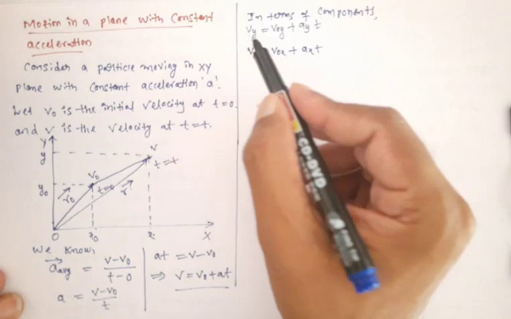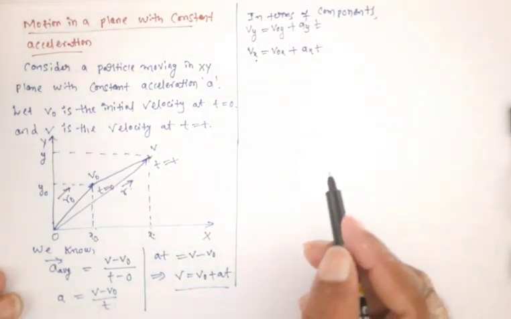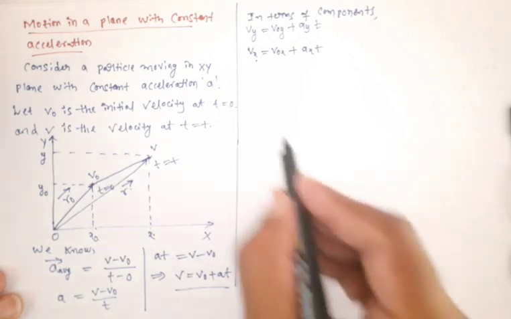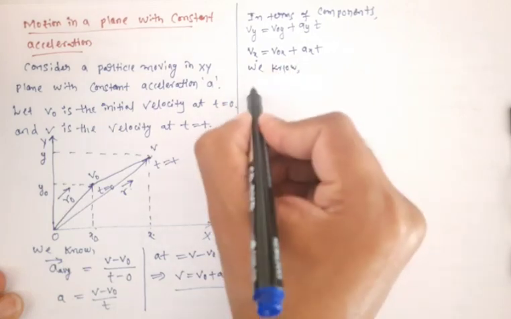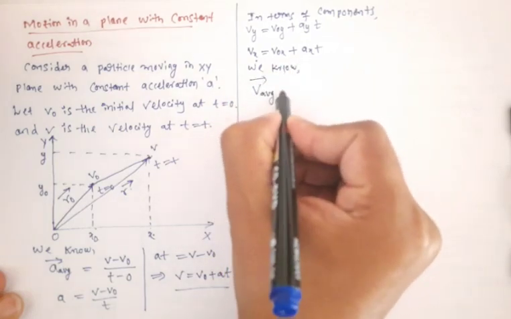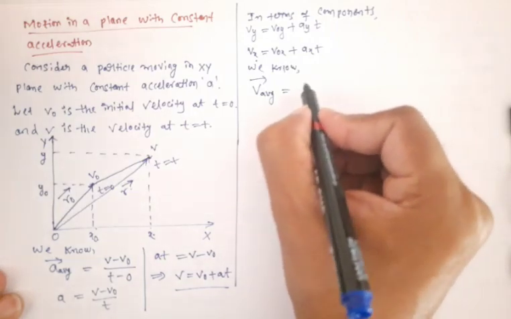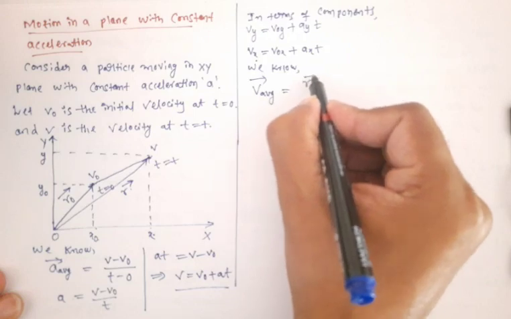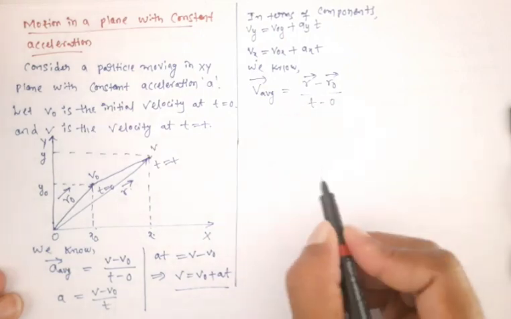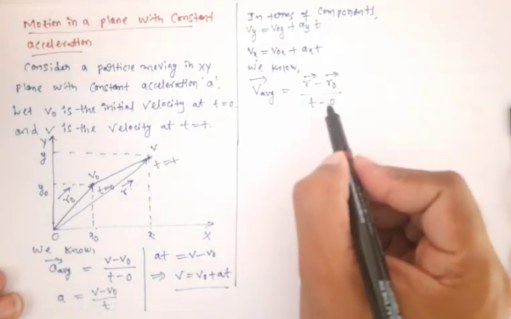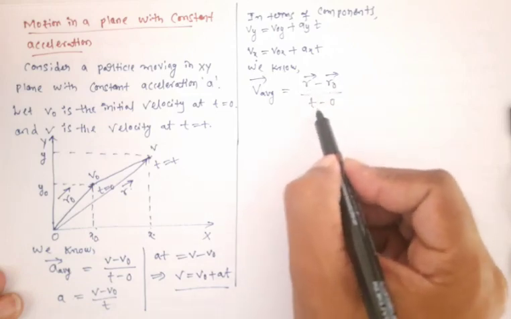Now let us write the displacement of the particle in t time, or let us write the equation for average velocity. We know v average is equal to, what is the formula guys? Displacement vector divided by time taken. What is displacement vector? Final position vector minus initial position vector, divided by time taken, t minus 0. Displacement divided by time: r2 bar minus r1 bar, instead we say r bar minus r naught bar, and instead of t2 minus t1 we say t minus 0.